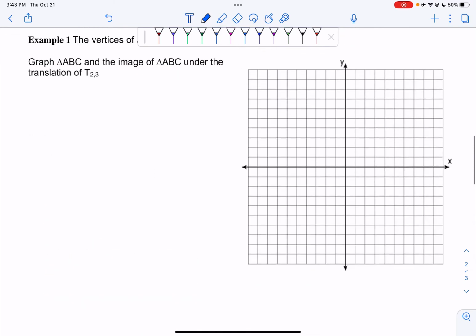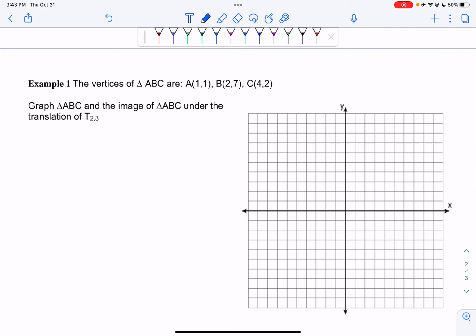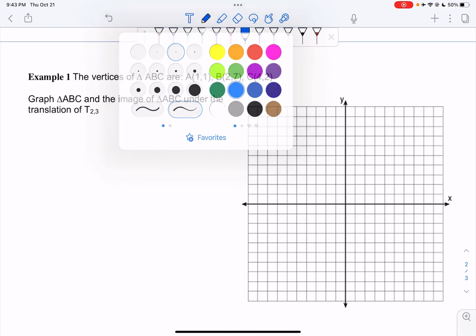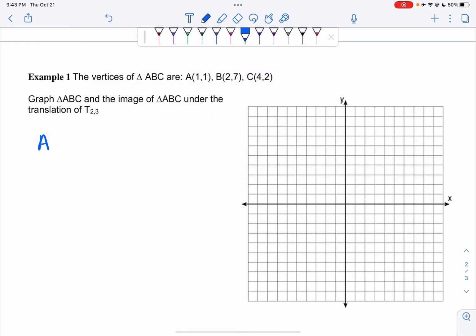So what we're going to do is simply this. We're going to write down A(1, 1), B(2, 7), and C(4, 2).